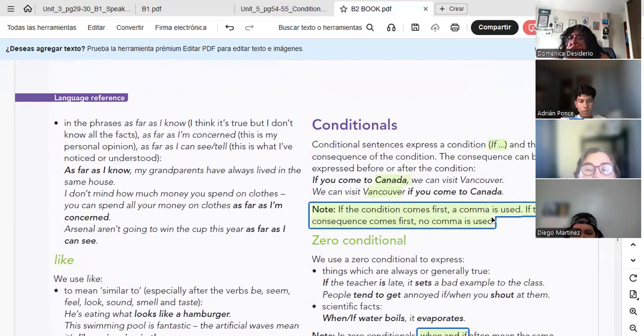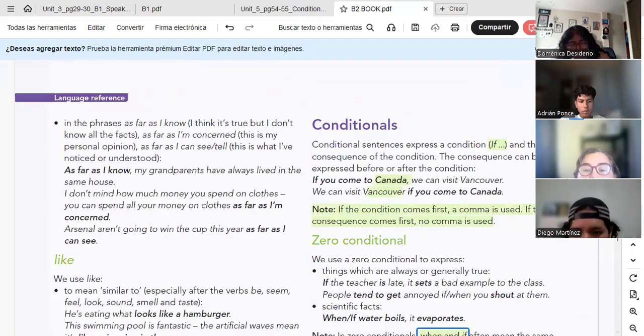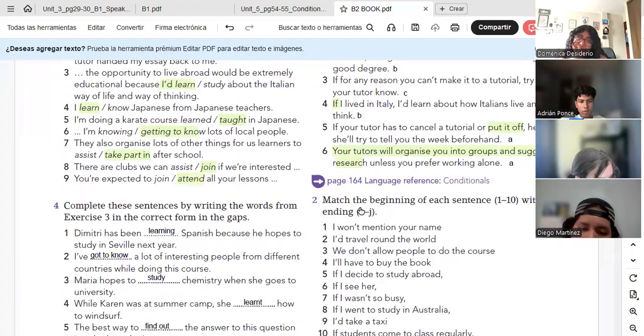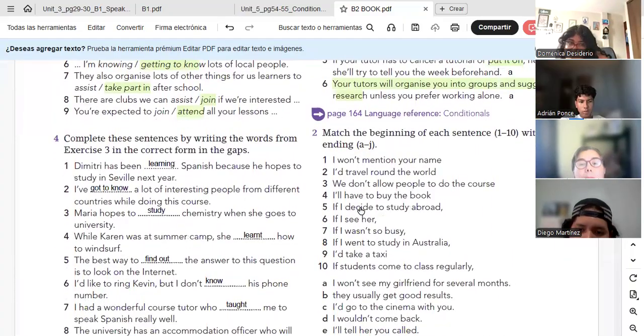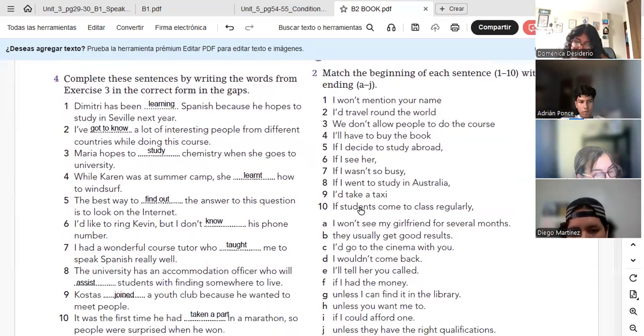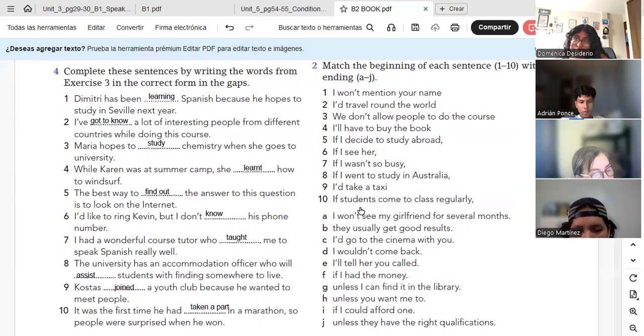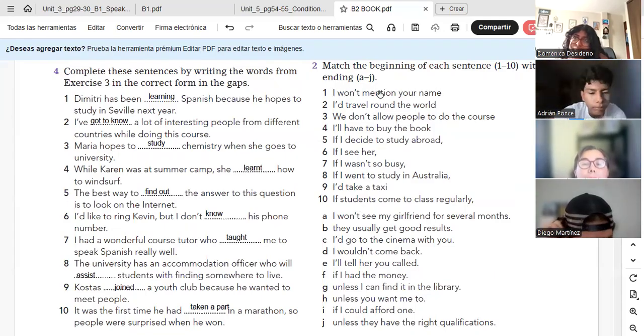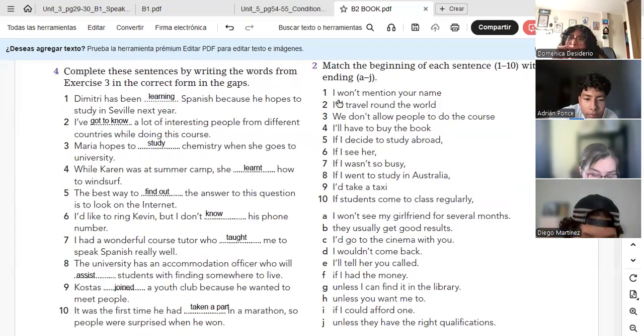Okay, guys. So now we're going to come back to page 54 and practice, okay? So let's see. We did this. So now it says language, match the beginning of the sentence from 1 to 10 with its ending from A to J. So let's take a look. The first one says, I won't mention your name. Adrian, this is the conditional clause or the main clause? Don't mention your name.